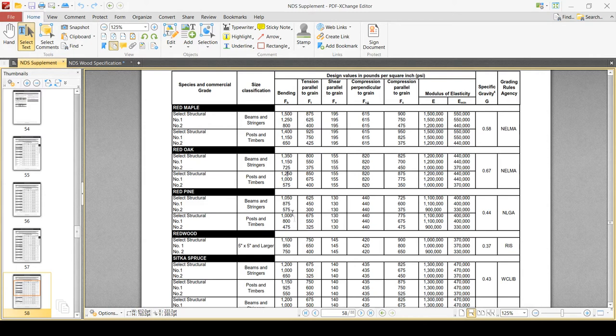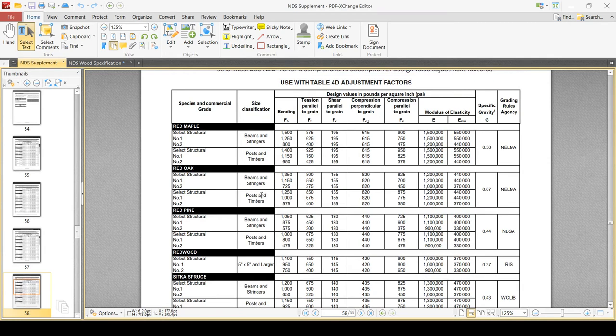So what we need to do is figure out which category we're in. Are we in beams and stringers, or are we in posts and timbers? We know we're not in dimensional lumber land because we're not dealing with an element that has the narrowest dimension less than or equal to 4 inches. We're dealing with a pretty hefty wooden section, a 6x8. Its narrowest dimension, 6 inches, is greater than 4 inches. If it was 4x8, it would still be a piece of dimensional lumber.